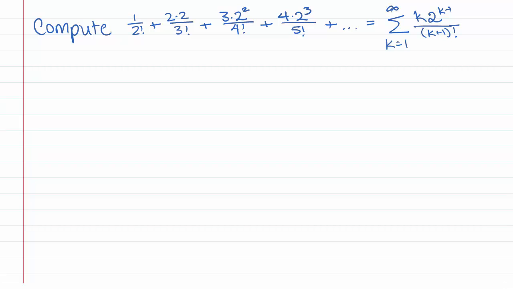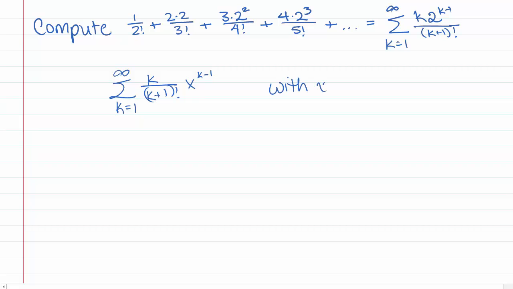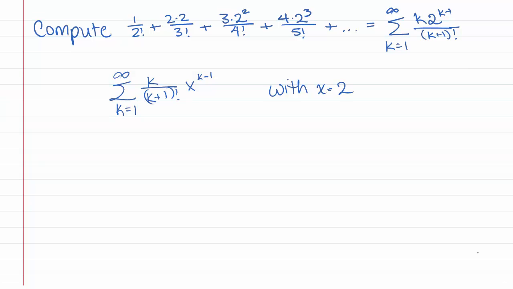All right, now it's asking us to compute the sum of this series. We want to recognize this as some function with some value plugged in for x. Well, notice we have a 2 to the k minus 1, so maybe let's think that 2 is plugged in for x. So let's consider the series k goes from 1 to infinity, k over k plus 1 factorial, x to the k minus 1. And remember, that would mean we would care about that with x equals 2. Okay, so now we have a series, a power series, and if we can figure out what function it is, then we could plug 2 into that function and find the sum of the series that we want.